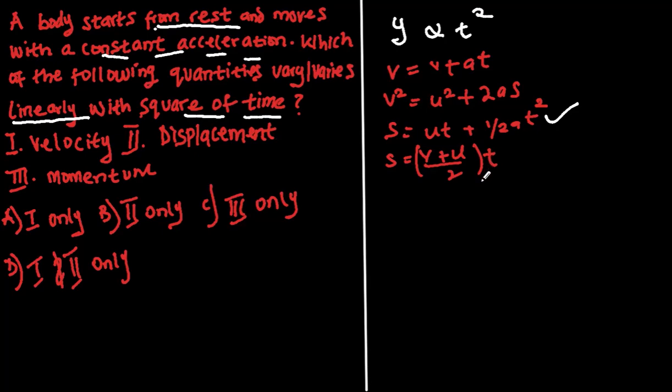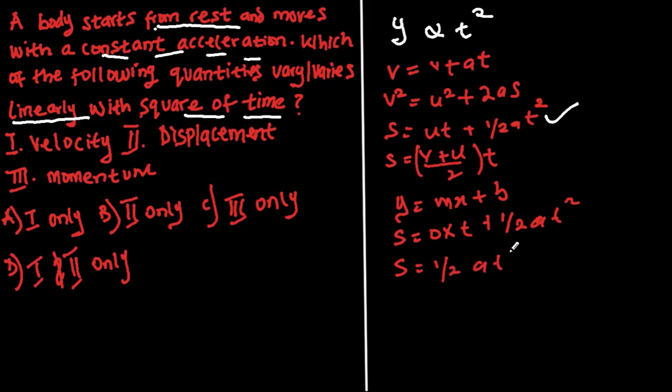Now, remember linear equation. If you're a student of math, a linear equation is y equals mx plus b. That means this equation must resemble y equals mx plus b. Now, if I work on this equation, we're told that the object starts from rest. So if we're starting from rest, it means u equals 0. That means I can write s equals 0 times t plus half at squared. 0 times t is 0, so I'm left with s equals half at squared.